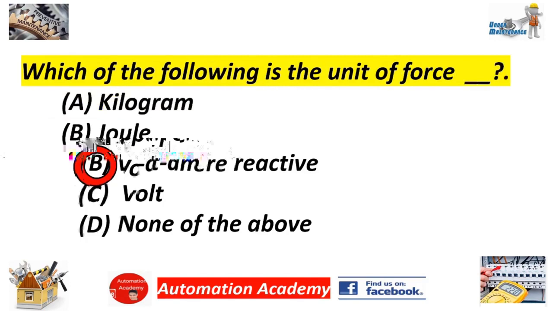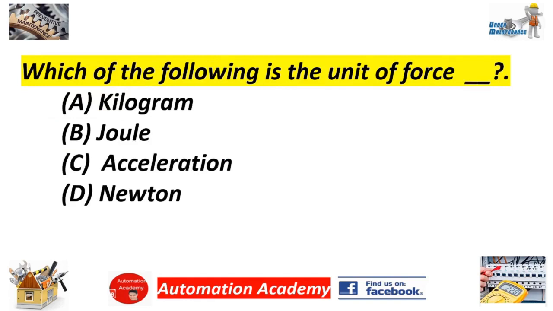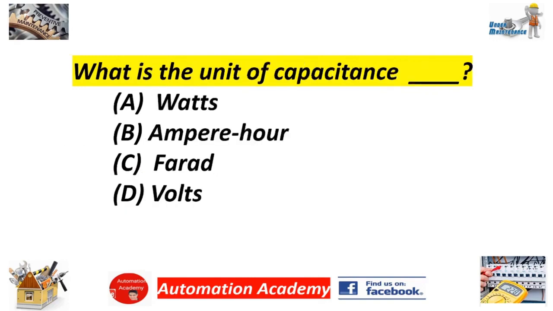Which of the following is the unit of force? A, kilogram, B, joule, C, acceleration, D, Newton. Answer, D, Newton. What is the unit of capacitance? A, watts, B, ampere hour, C, farad, D, volts. Answer, C, farad.